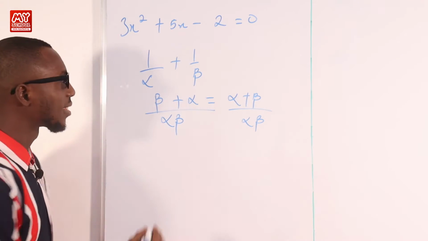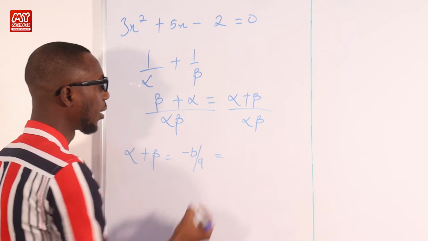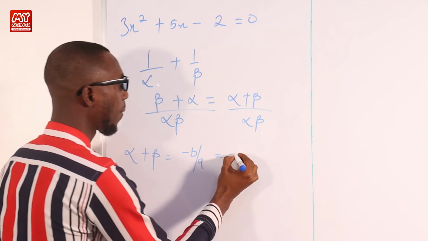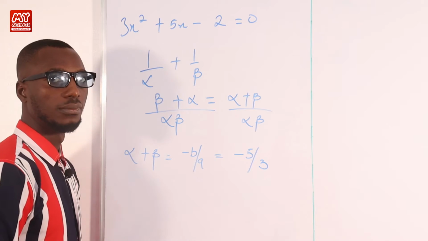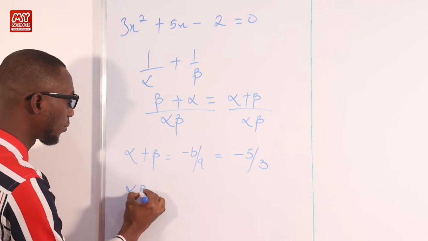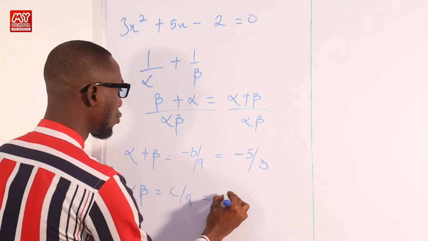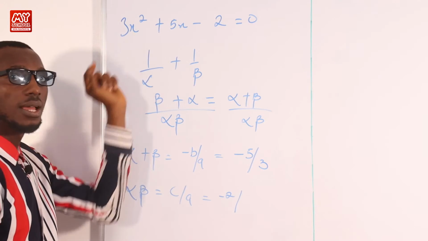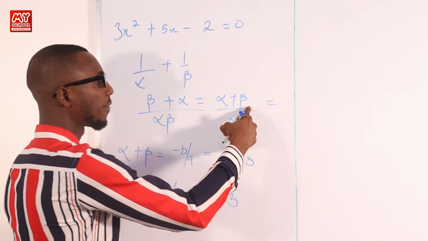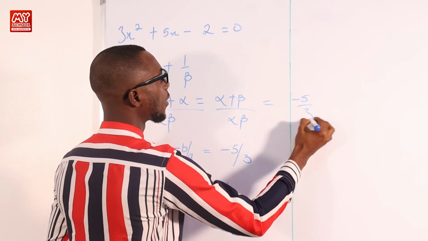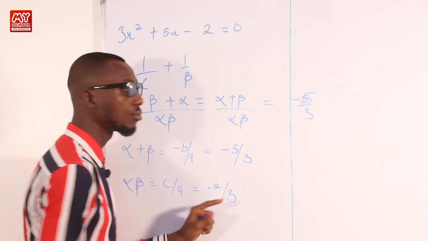So recall that alpha plus beta equals minus b over a. What is b? B is 5, so it will be minus 5 over a, the coefficient, which is 3. All right, so alpha beta is c over a, where c is minus 2, over a, that is 3. So this is what we're asked to find. So we would have minus 5 over 3, divided by alpha beta, which is minus 2 over 3.